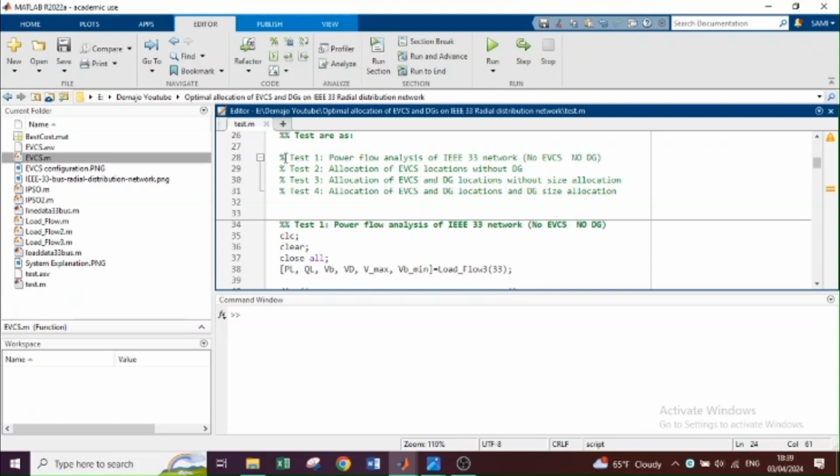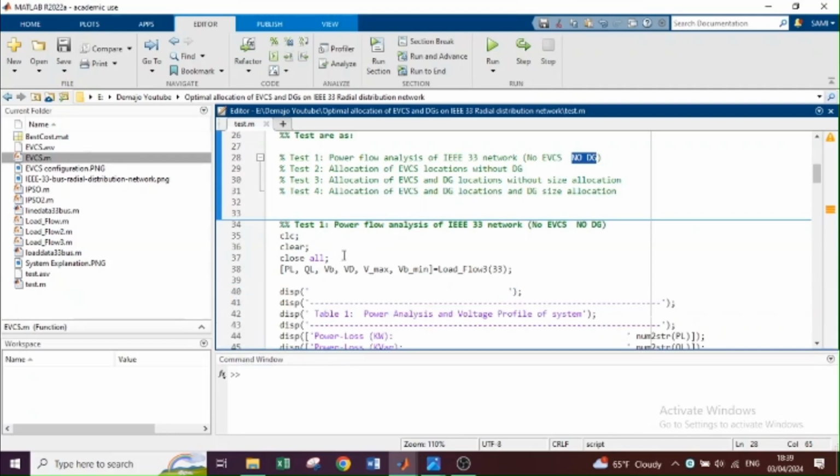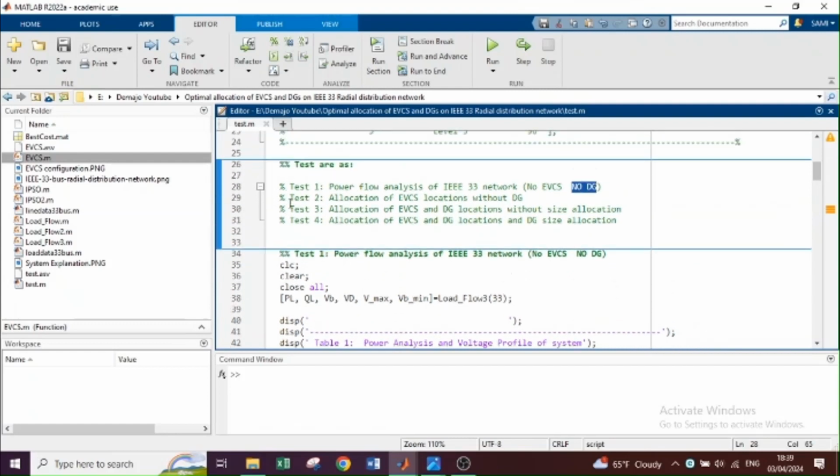The very first test is just to apply the power flow analysis over the IEEE 33 network. In this test, we don't consider any EV charging stations or DG. We just want to find out the power loss, real and reactive, the voltage deviation, and the minimum and maximum voltage. In the second test, we're going to allocate the 5 EV charging stations into the system, but still we do not care about adding any DGs. We want to see the output power, power loss, and so on.